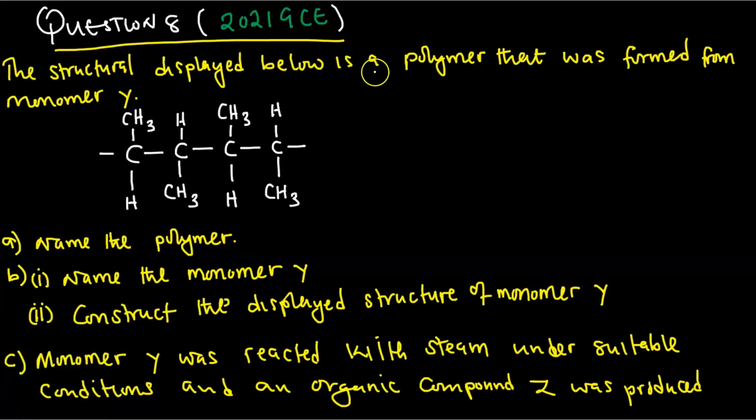Okay, now let us answer question 8. Question 8 is coming from 2021 GCE, and the question reads: the structure displayed below is the polymer that was formed from monomer Y. Name the monomer Y.